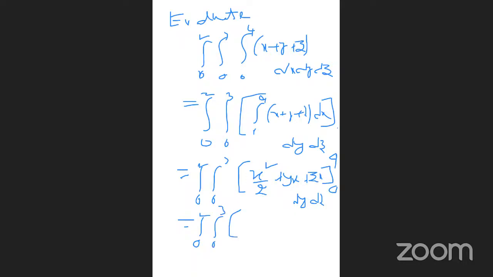Now we have to substitute 4. 4 square by 2 is 16 by 2, which is 8, plus 4 into y plus 4 into z, dy dz. And similarly, we do the integration with y, applying the limit 0 to 3. Finally, we do the integration with z and apply the limit 0 comma 2. So this is the procedure.